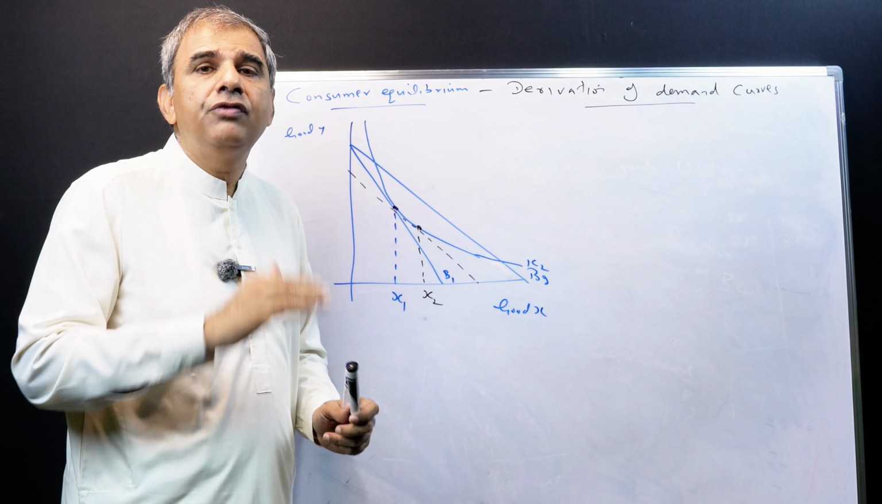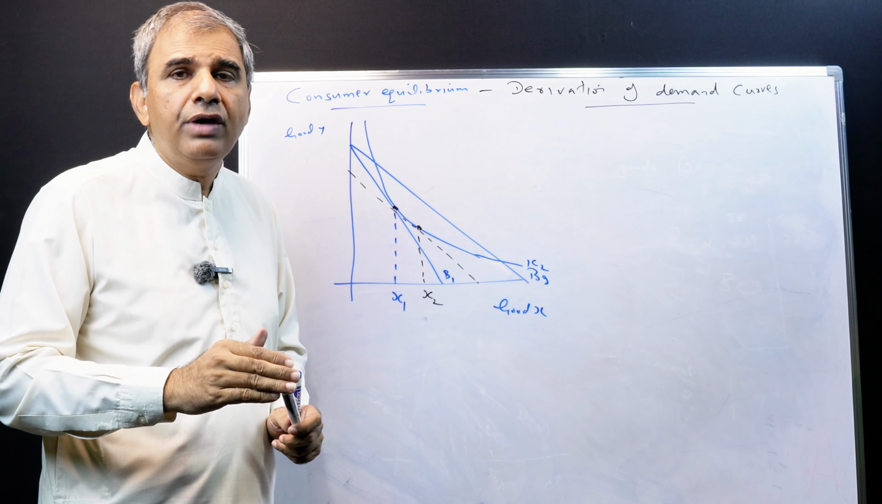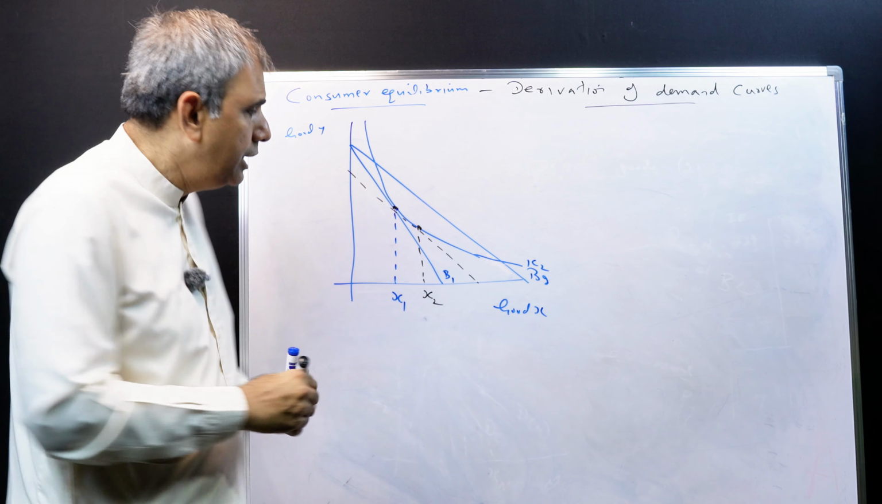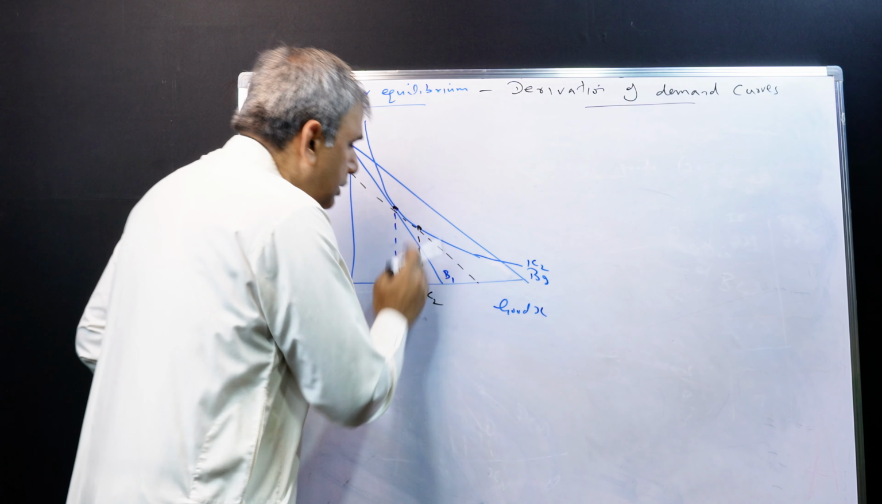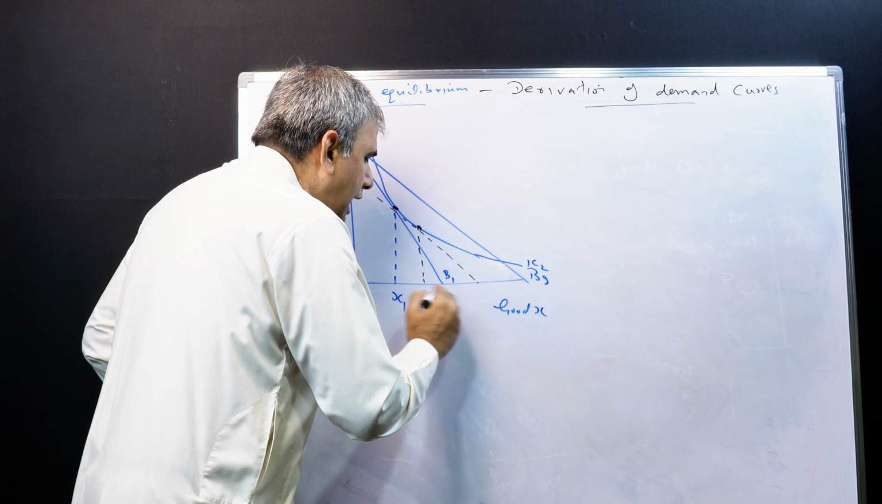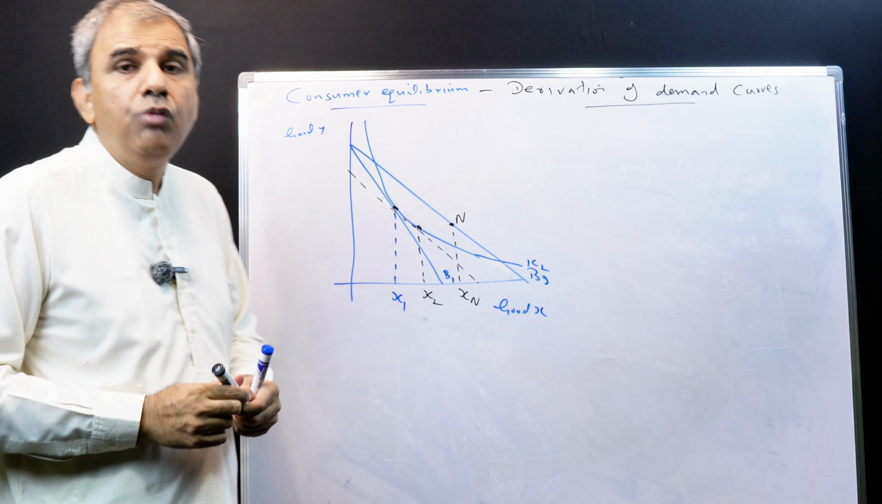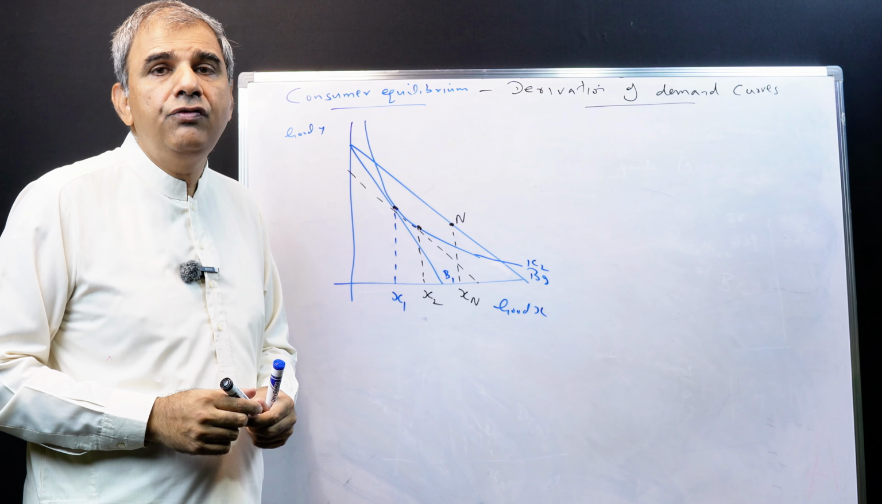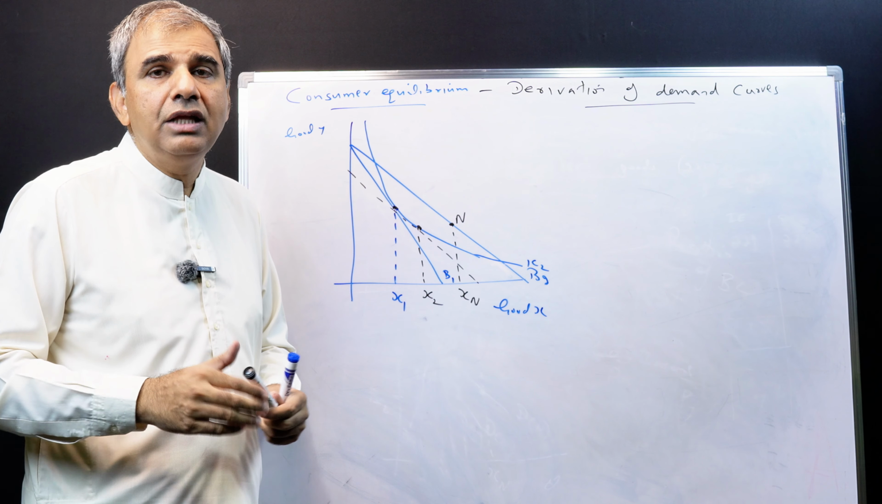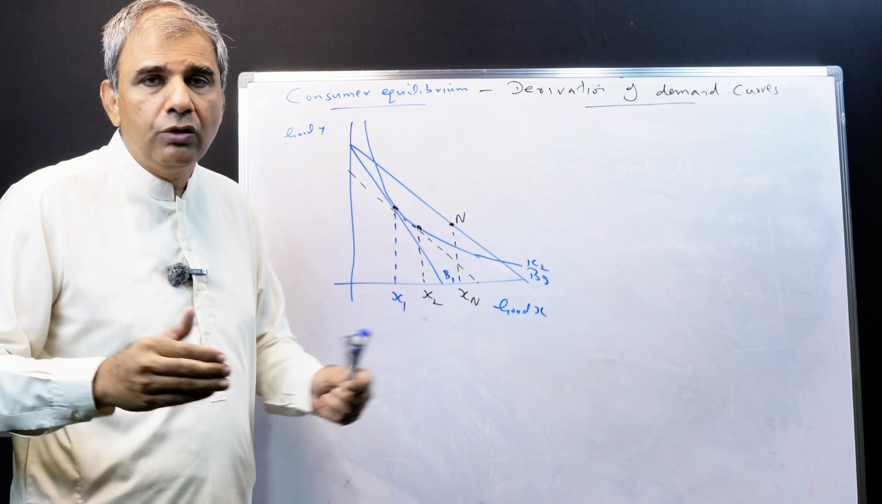Substitution effect is similar for all types of goods. Income effect is different for different types of goods. If x is a normal good, the equilibrium will be to the right of x2, somewhere here. So we can say that xn would be the demand if the good is normal. In this case, both substitution effect and income effect reinforce each other, and they have led to an increase in the demand for good x.